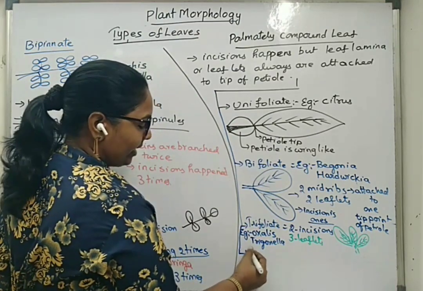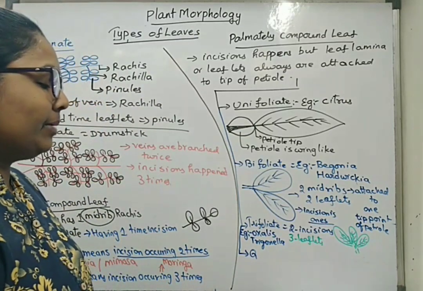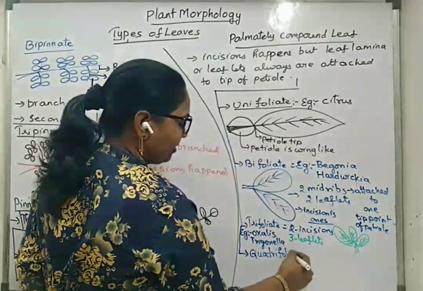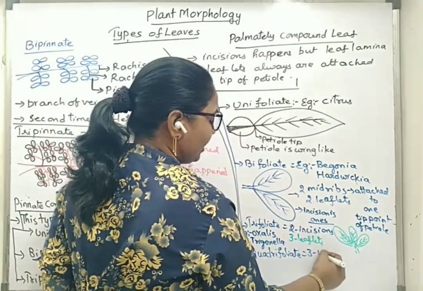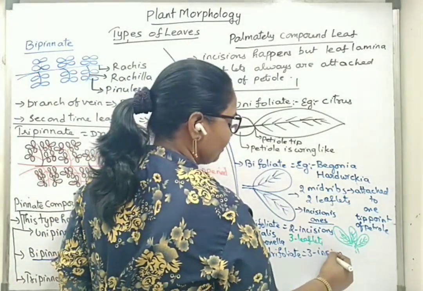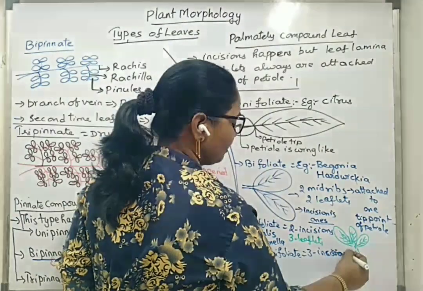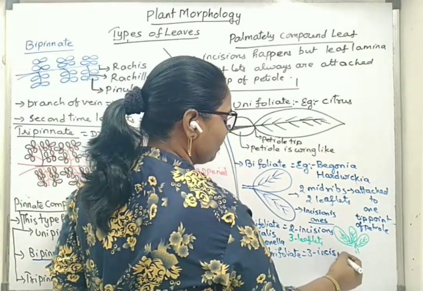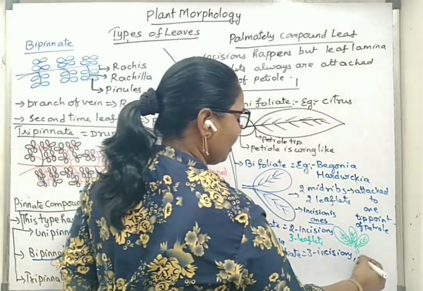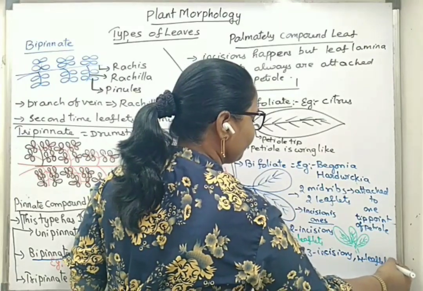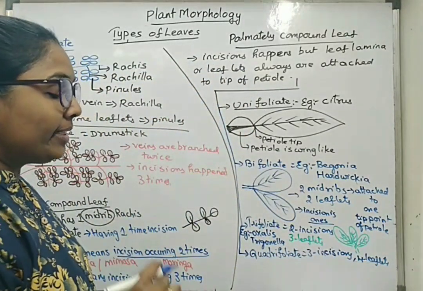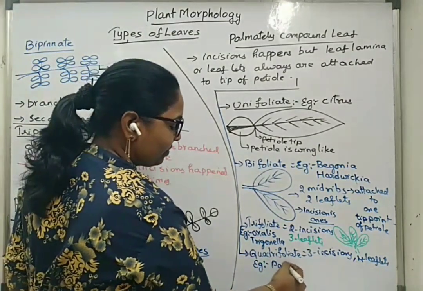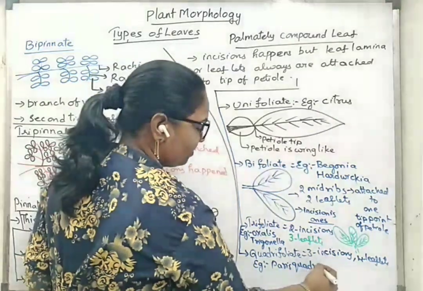Next, quadrifoliate. Incision 3 times, there will be 4 leaflets. Quadrifoliate, 3 times incisions, having 4 leaflets. All midribs are attached to the common tip point of the petiole. An example is Paris quadrifolia.